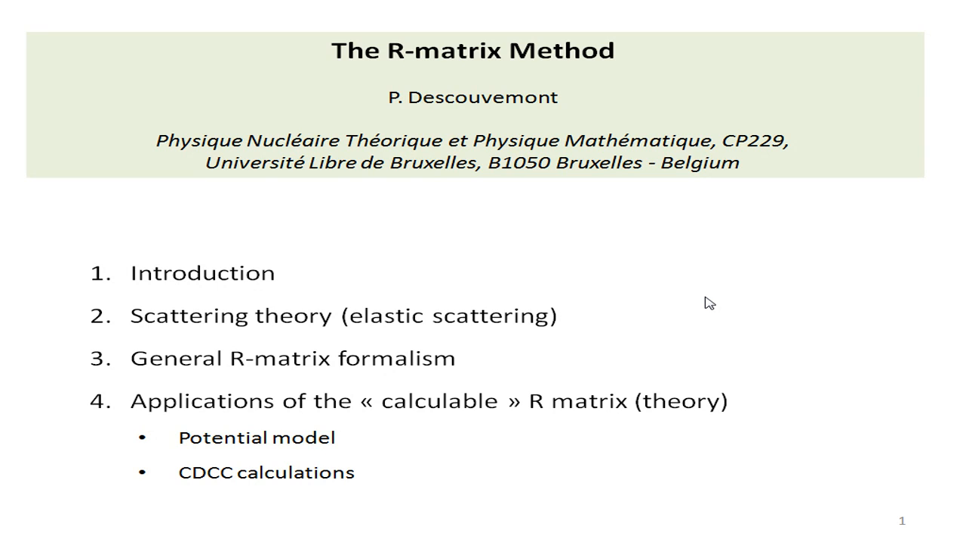So I will briefly introduce the R-matrix, what it is used for, and then also a brief introduction to scattering theory. I think you have heard a lot about scattering theory in the last 2 weeks, but this is important to specify my notation and maybe to refresh your memory with the important aspects of scattering theory. And then I will introduce today the general R-matrix formalism, so the very beginning of the R-matrix. And then today I will show you applications of the calculable R-matrix. So this is in the situation where you want to solve the Schrödinger equation by using the R-matrix.